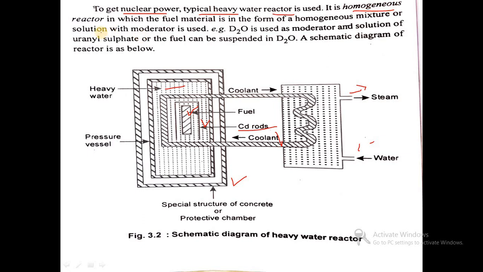It is a homogeneous reactor in which the fuel material is in the form of a homogeneous mixture or solution with a moderator. Deuterated water is used as the moderator, and a solution of uranyl sulfate, or the fuel, can be suspended in deuterated water. This is the schematic diagram of the reactor, shown in the figure below, as we have discussed.